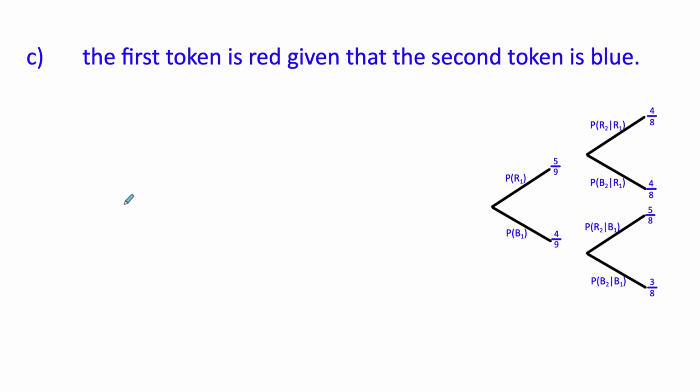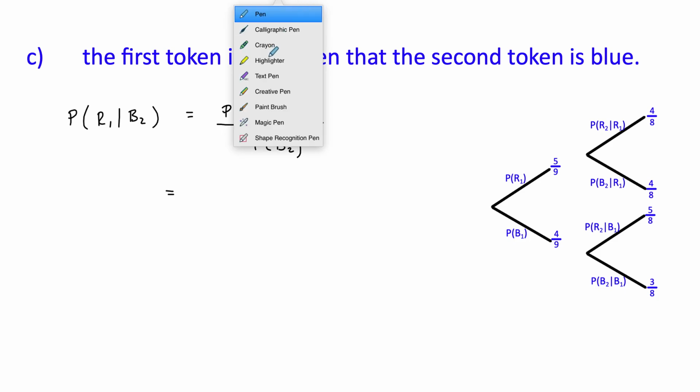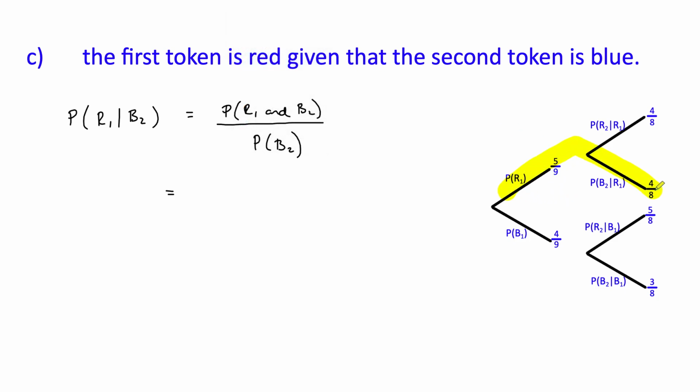Part C, again, I don't know if this is in the textbook or not. It says the first token is red given that the second token is blue. Okay. We can't get that from the diagram straight away. So the probability that the first token is red given that the second token is blue is going to be the probability that the first token is red and the second token is blue, over the probability that the second token is blue. So red 1 and blue 2 is going to be this, 5/9 times 4/8.